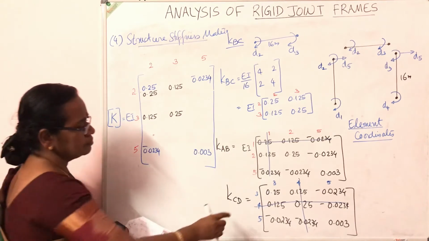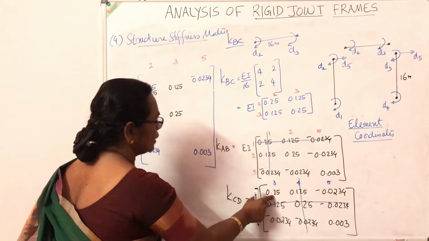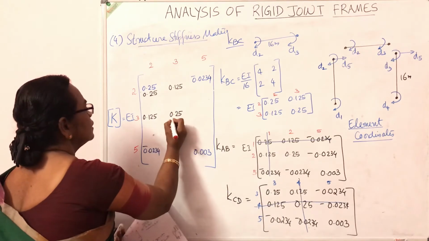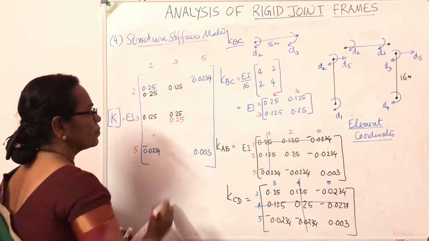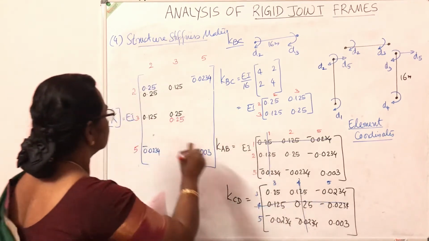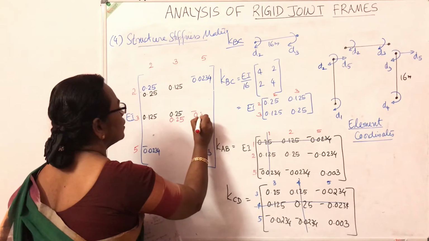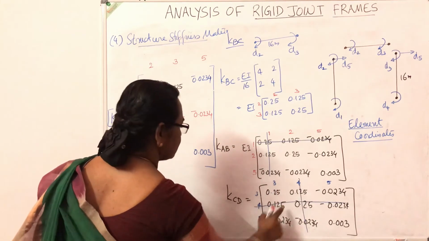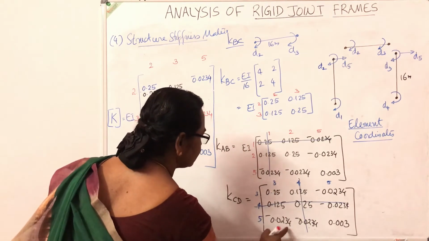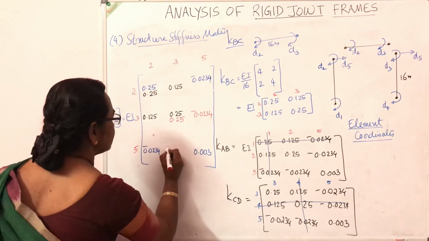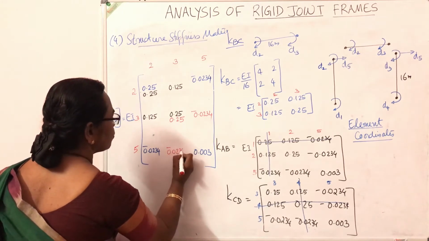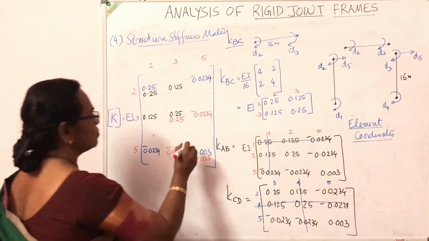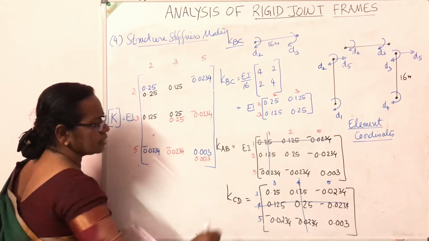Now coming to the third, CD, in location 3, 3 there is 0.25. Then 3, 5, minus 0.0234. Third element 5, 3, minus 0.0234 and 5, 5, 0.003. So the one with red color is from the CD element.